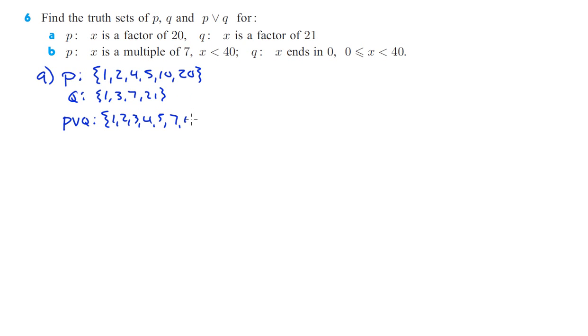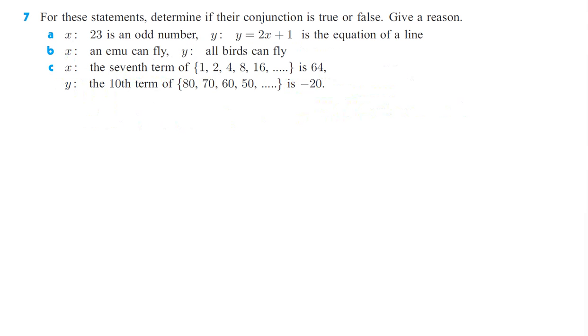Next one is 10, 20, and 21 if we wrote them all in order. You wouldn't officially have to write them all in order. It just makes it a little easier to check. Okay. All right, moving along.